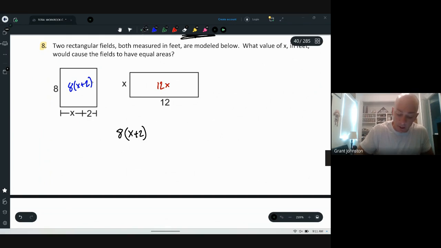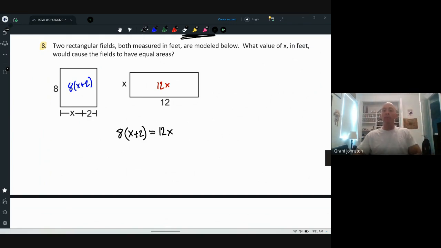And we want to figure out when they have equal areas. So there you go. That's the equation you would set up. 8 times x plus 2 equals 12x. So in this one, what you would do is distribute. You distribute that 8, then move the x over and solve from there. Okay, but I'm going to let you solve that one. So that's word problems.